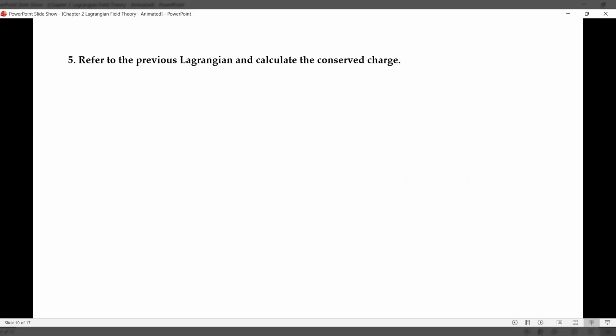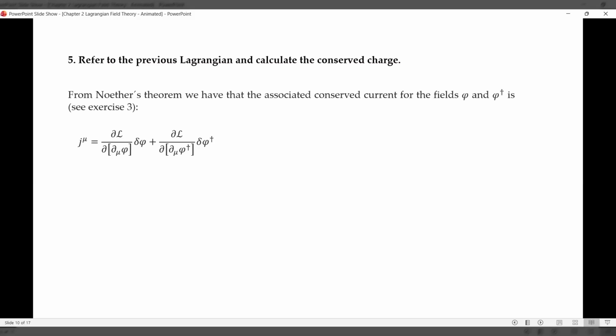Now we move to exercise 5, where we refer to the previous Lagrangian and calculate the conserved charge. From now on, the conserved current associated with the symmetry of the Lagrangian for the fields phi and phi adjoint is this. This expression tells us how the infinitesimal variations of the field generate the conserved current.